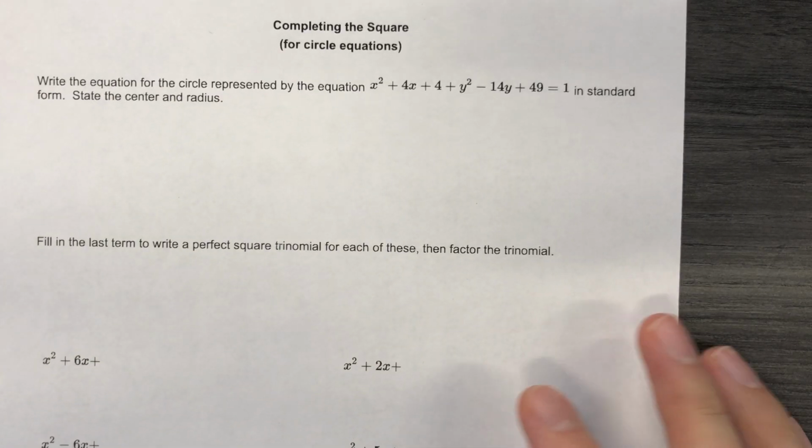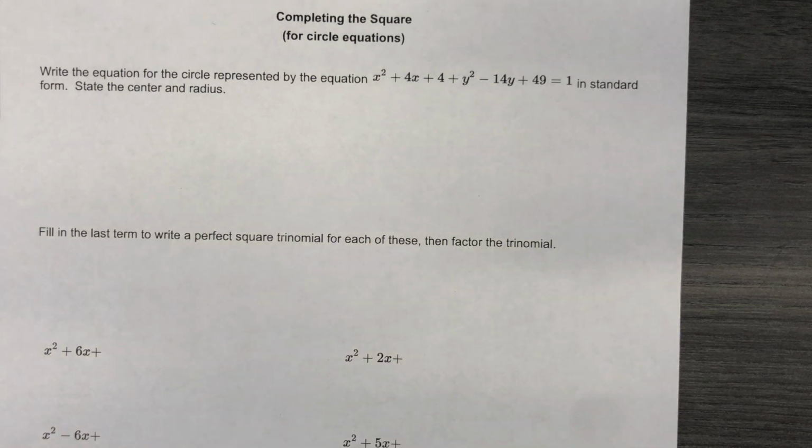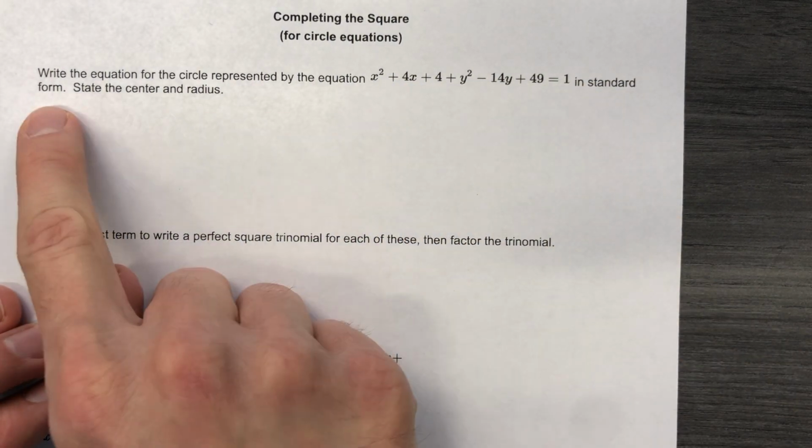Completing the square for circle equations. Don't panic because it says square and circle. It's not going to be weird geometrically. It really has to do with the equation, so let's move on. Write the equation for the circle represented by this equation in standard form.